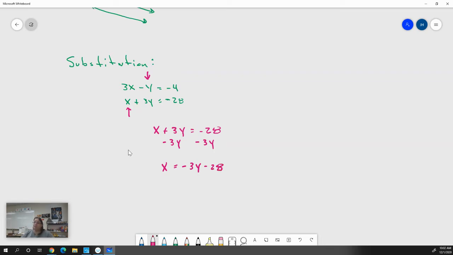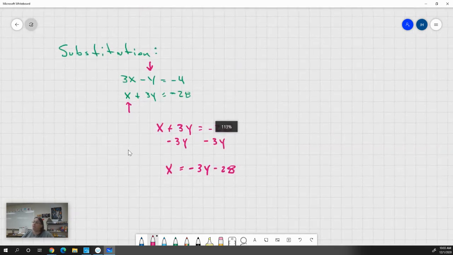The important thing to know about that is when x equals something, that means anywhere I find an x within the system, I can just plug in minus 3y minus 28. And the reason that is useful is that then I can eliminate one of the variables. I can solve it for y and then go find out what x is.